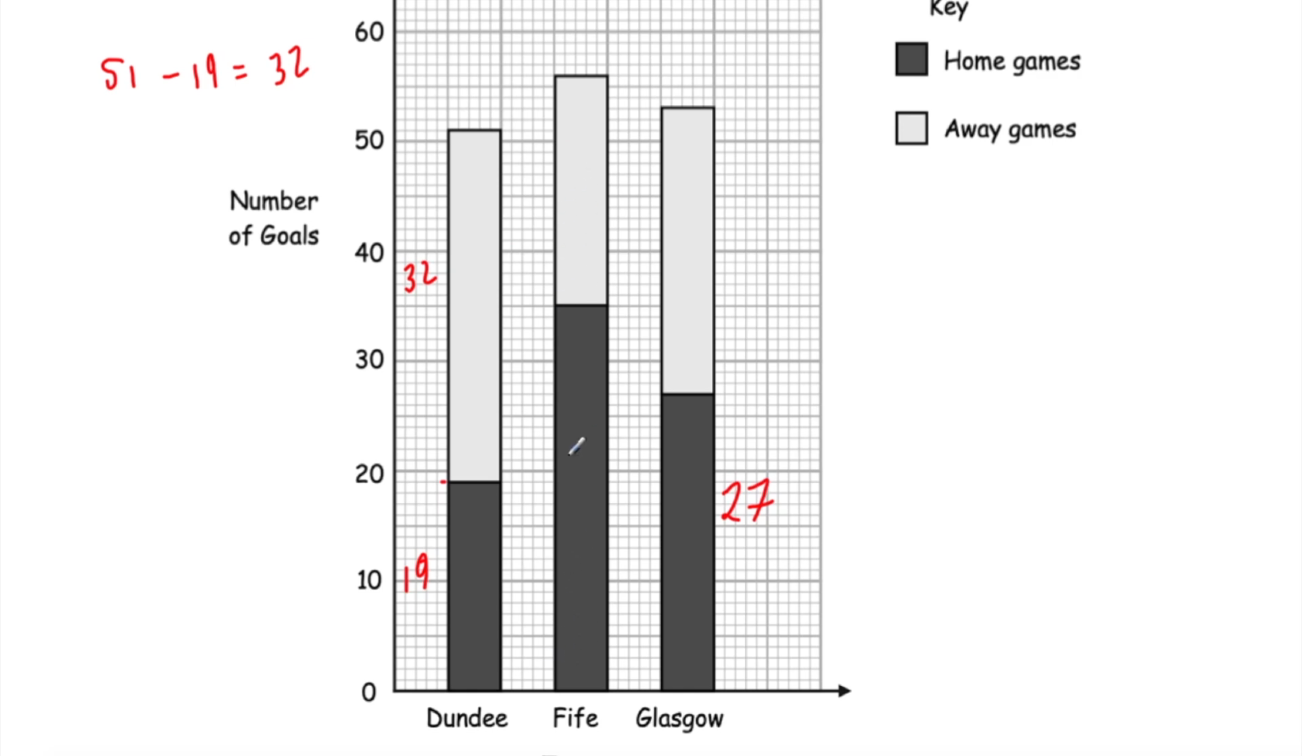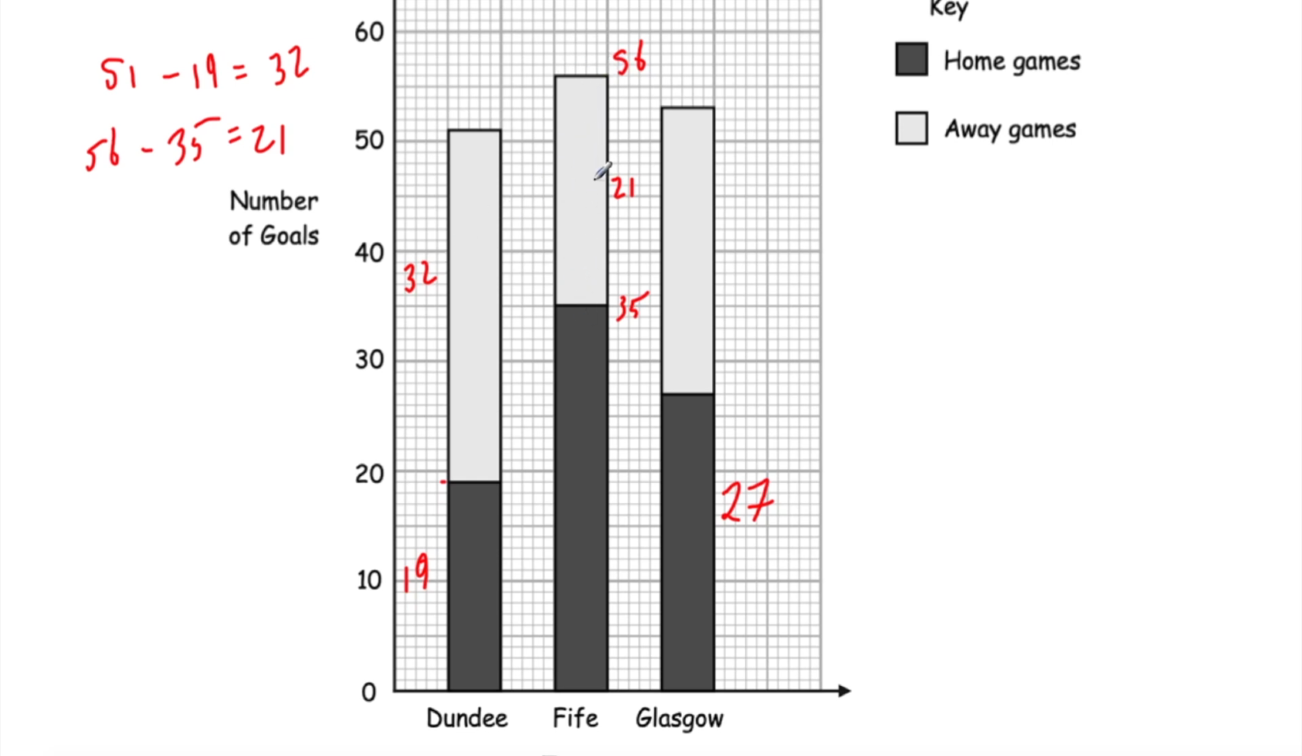So in terms of Fife, 5, 10, 20, 30, 35 goals were scored in their home games, because that's the home games. Altogether, we've got 50, 55, 56. So if we take 56 and subtract the 35, that's equal to 21. They actually scored 21 goals in their away games. Let's just check that. From here, that's 35 to 40, that's 5. And then another 10, that's 15. Another 5 is 20, and another one's 21. So they scored 21 goals in their away games.